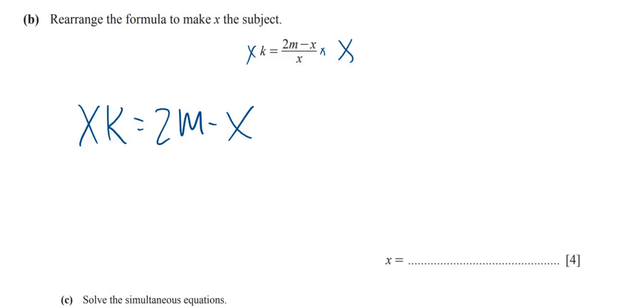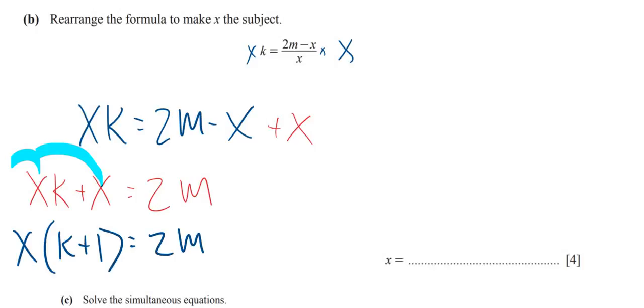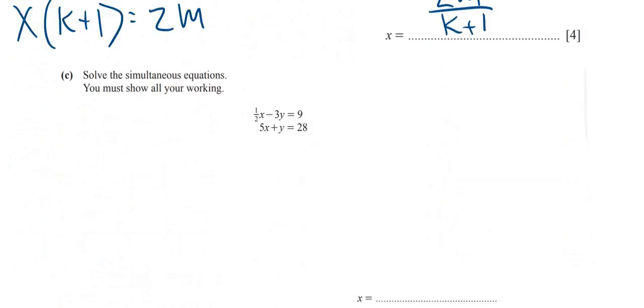You had to add x to both sides here. And so what you're supposed to end up with is xk plus x equals 2m. Now we're supposed to factor the x out on this side. So I could pull the x out, and what's left is k plus 1 equals 2m, and then divide by k plus 1 on both sides, and x equals 2m divided by k plus 1. That got you 4 points.